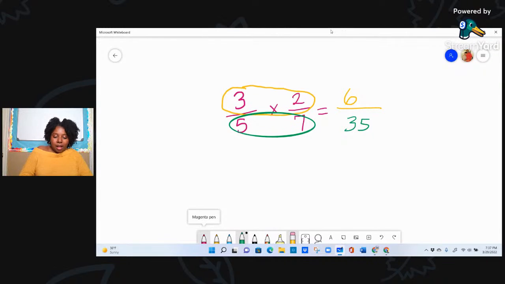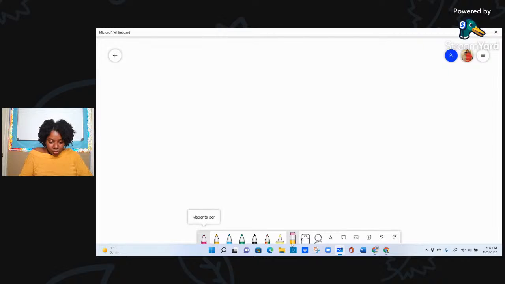Okay? All right. Good job, Summer. I see you. You are correct. It does not go into anything. This is in simplest form. All right, nice. So we just did multiplying fractions.